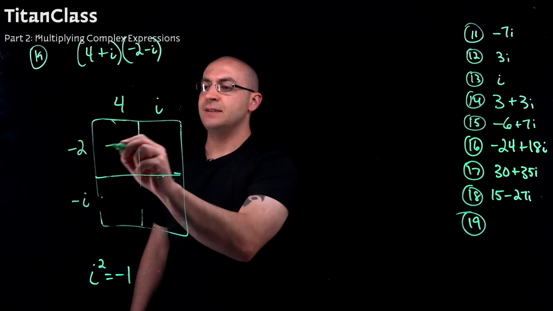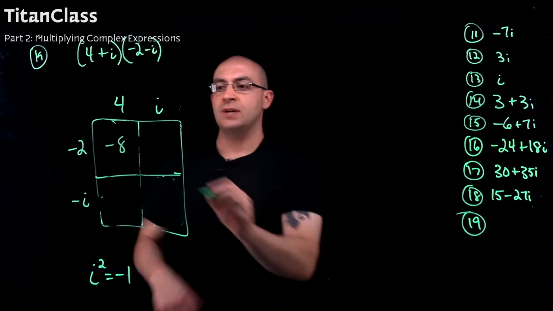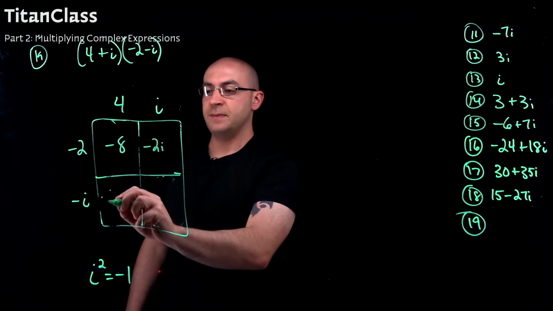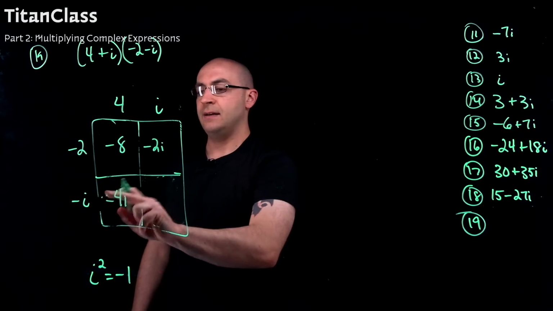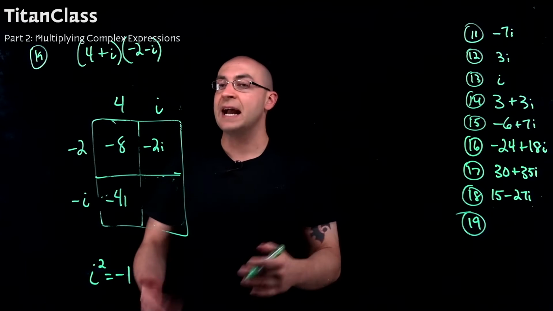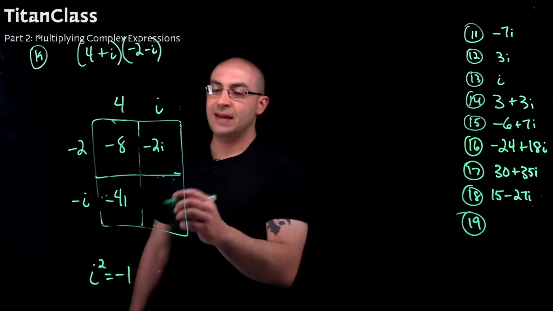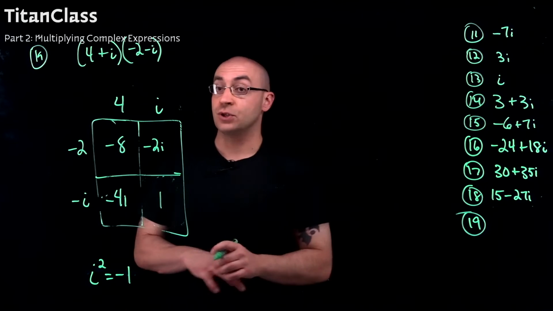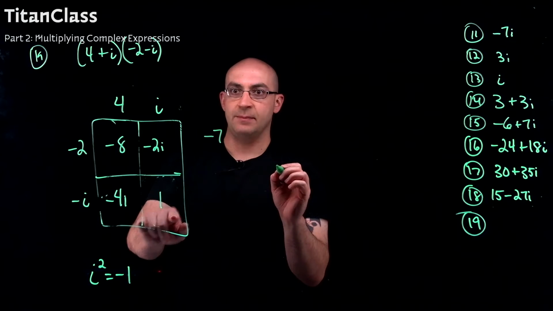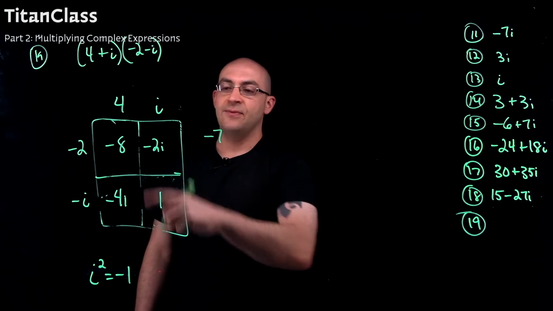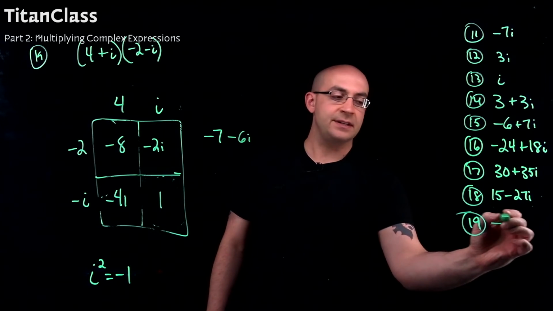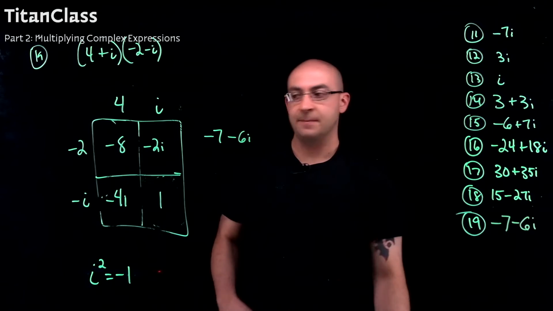Negative 2 times 4 is negative 8. Negative 2 times i is negative 2i. Negative i and 4 gives me a negative 4i. And then negative i and positive i is negative i squared, or negative 1i squared. So that's going to be negative 1 times negative 1, or just 1. Combining like terms gives me negative 7, because negative 8 plus 1 is negative 7. And negative 4i and negative 2i gives me a negative 6i. Final answer is negative 7 minus 6i. Okay?